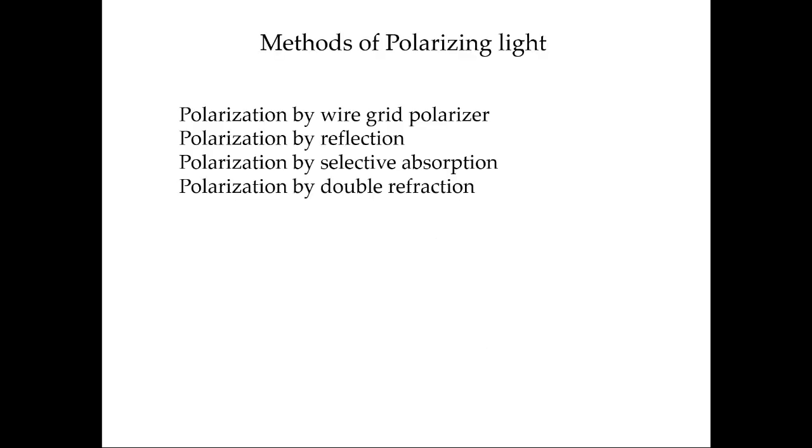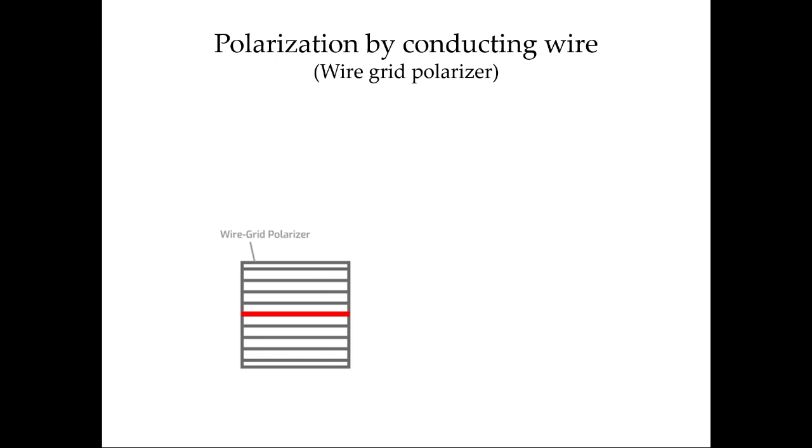So, these are methods of getting polarized light. We will discuss them one by one. The wire-grid polarizer consists of a large number of thin copper wires placed parallel to each other. The physics behind the working of the wire-grid polarizer is probably the easiest to understand.